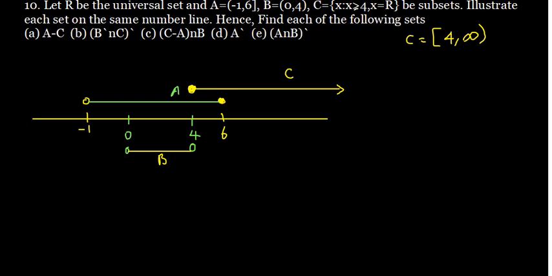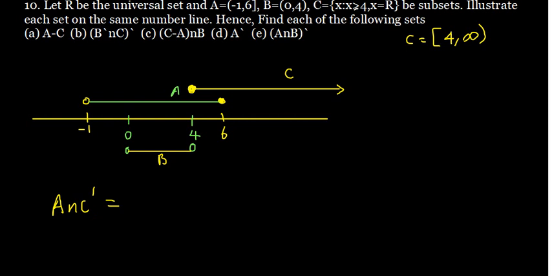Now the first one, we want to work out A minus C. We know that A minus C is A intersect C complement. So we want what is in A but not in C, right? So it is from this region, from -1 up to 4. 4 itself is in what? Is in A. Is in C. So we don't want it to be there. We want what is in A but not in C. Okay, so that is going to be the answer from -1 up to 4, and both are going to be open.